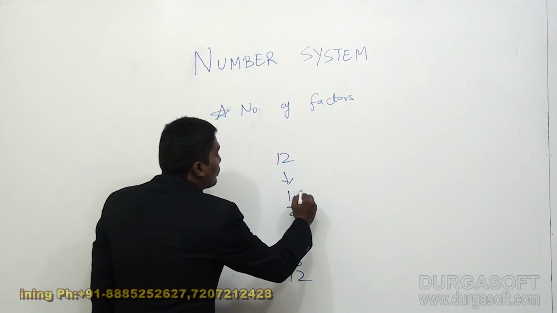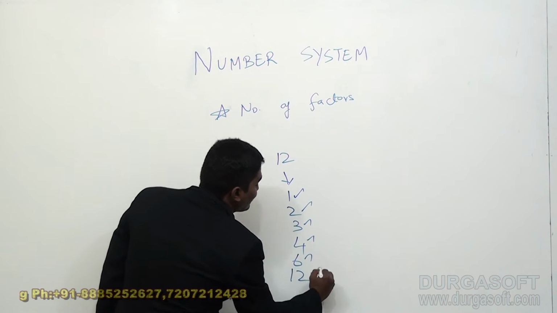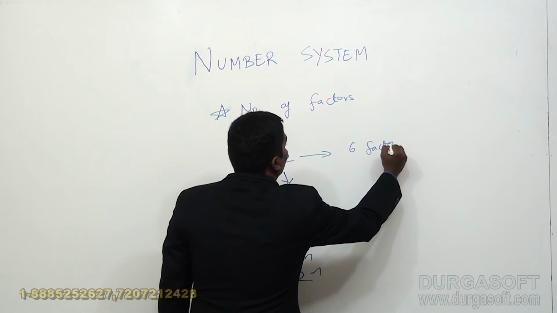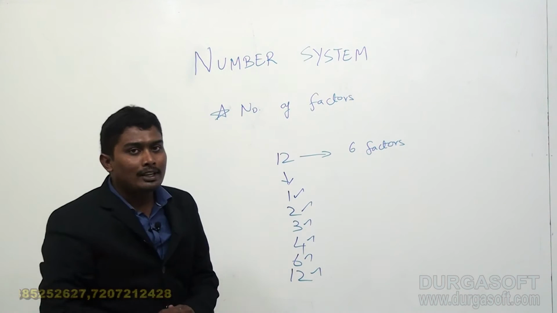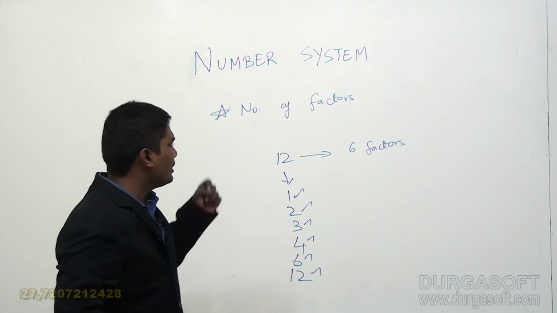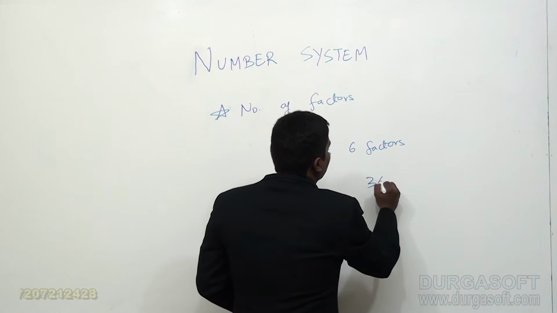So if you calculate, there are 1, 2, 3, 4, 5, 6 factors. So the number 12 has got 6 factors. Now let's take a bigger number, a number bigger than 12. Let's take the number 36.